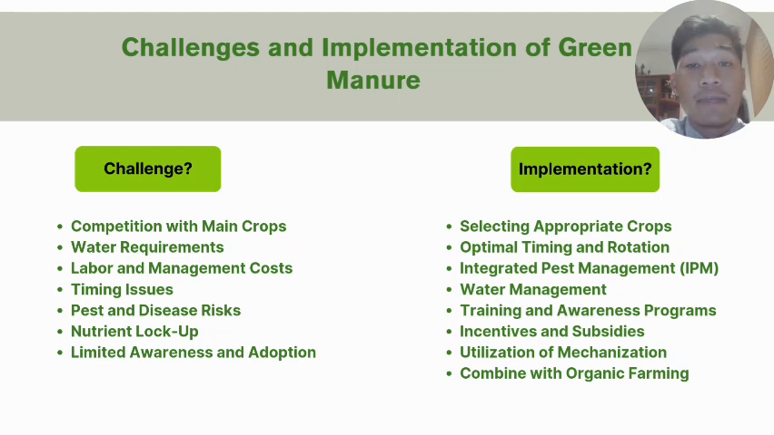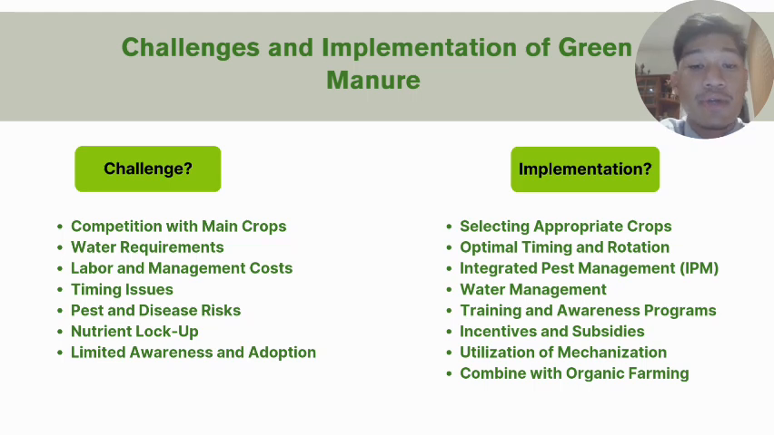Fourth is timing issue. Poor timing in planting or incorporating green manures crops can lead to delay planting of main crops which affecting their growth cycle and yields. Fifth is pest and disease risk. Some green manures crop can harbor pests and disease that may affect subsequent crops.